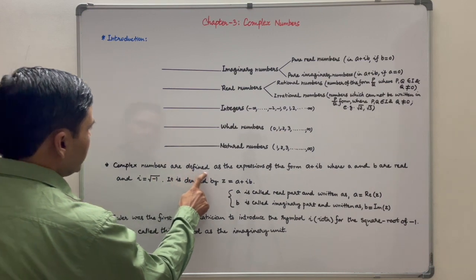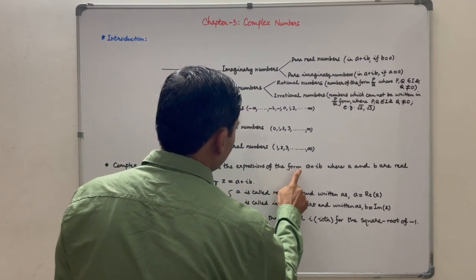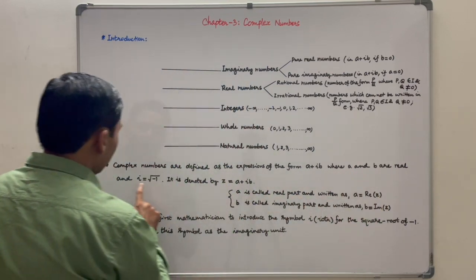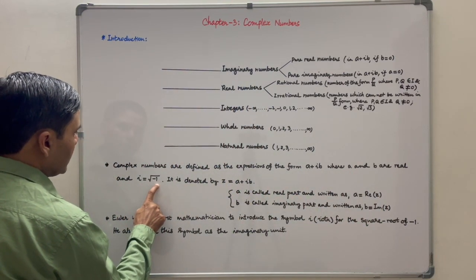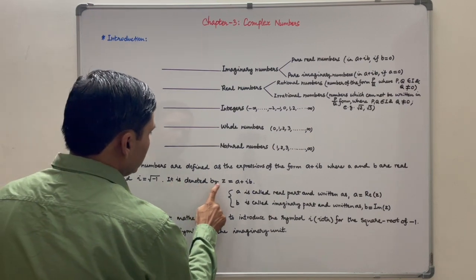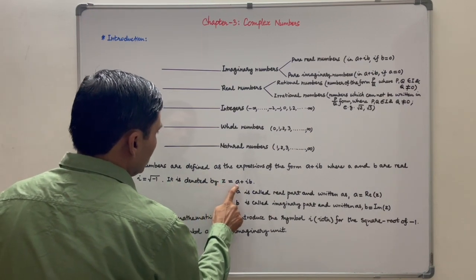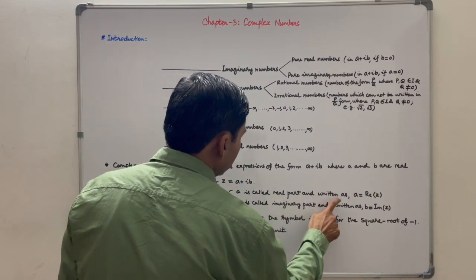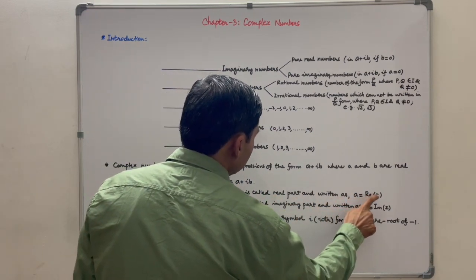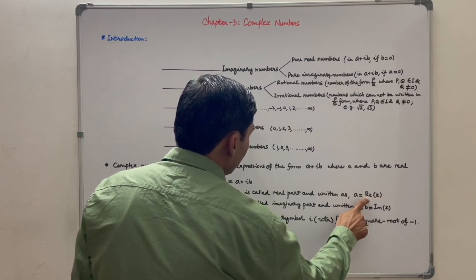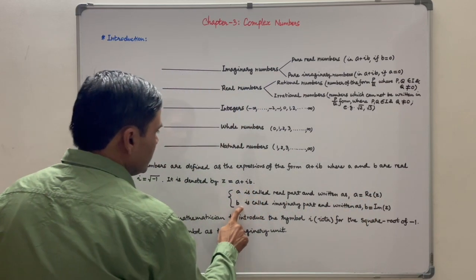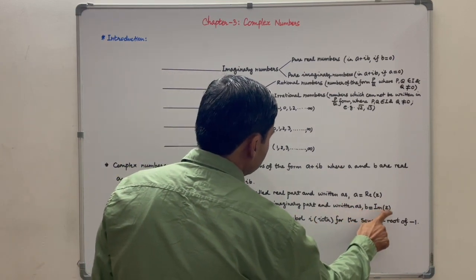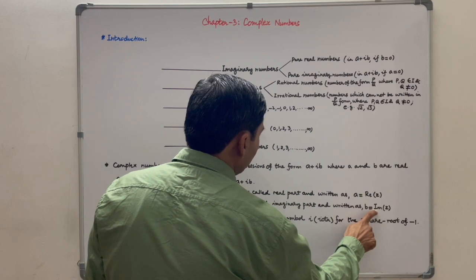Complex numbers are defined as the expressions of the form a plus ib, where a and b are real and i is equal to under root minus 1. It is denoted by z. So z is equal to a plus ib. a is called the real part and written as a is equal to Re z. Re is the short form of real. b is called the imaginary part and written as b is equal to Im z. Im is the short form of imaginary.